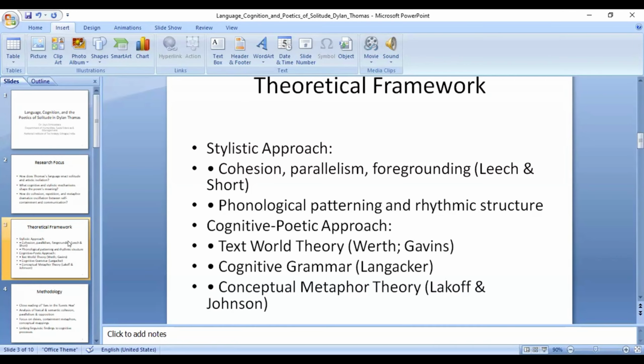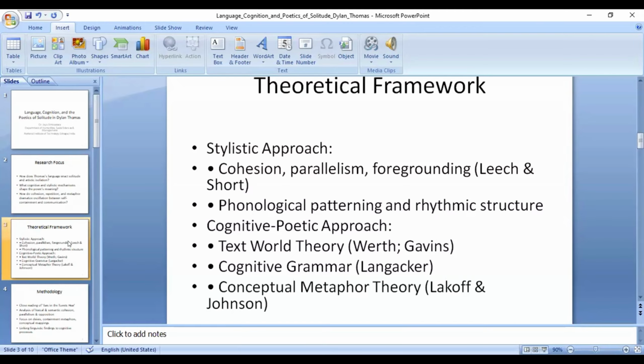Through these patterns, Thomas transforms the solitude of the poet into a dramatized mental landscape where language both expresses and constitutes thought. Ultimately, this study proposes that the poem exemplifies how stylistic form and cognitive structure collaborate to stage the poetics of solitude as an embodied, dynamic negotiation rather than a fixed state of withdrawal.